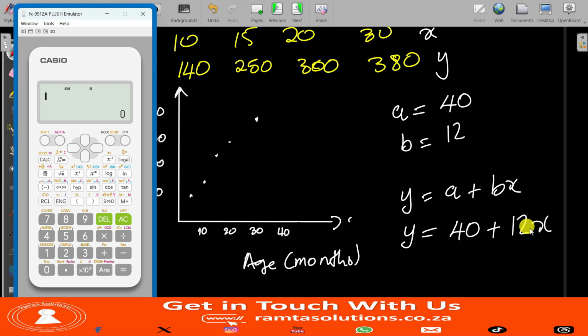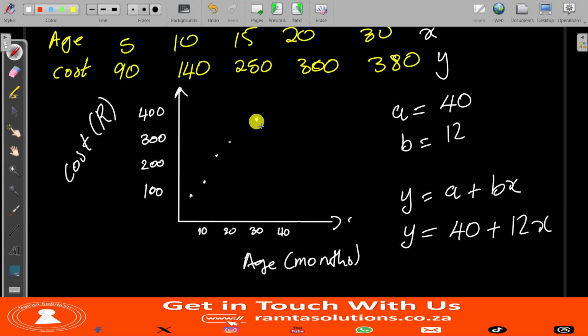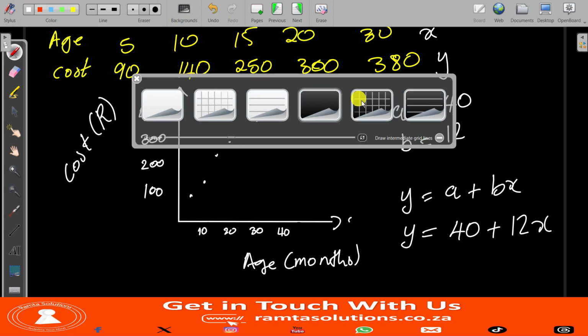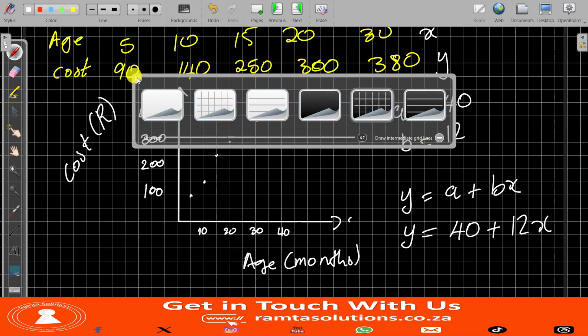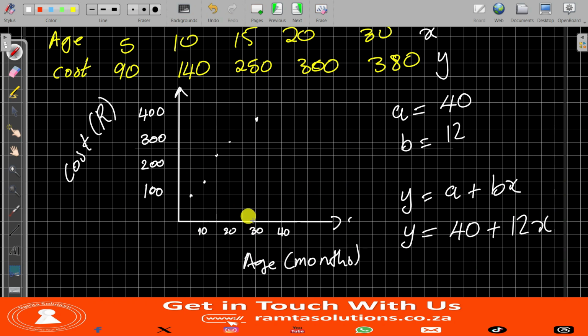I'm going to take where there's x, I'm going to put 30. So maybe let's try 40 plus 12 open brackets 30. What do we get? We get 400, right? So now let me return the grid. Okay, yeah, it was like this. Whether it's 30, it's going to be 400.